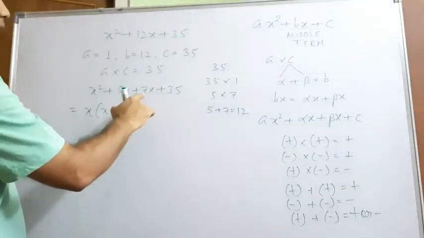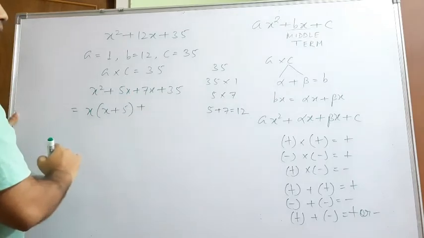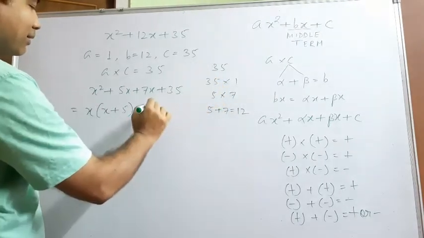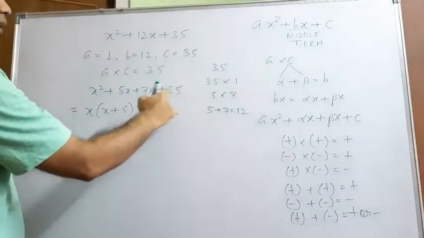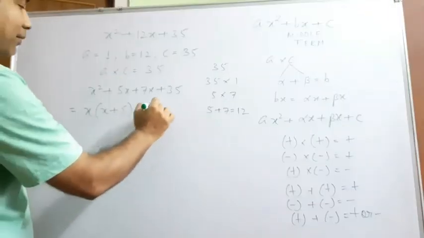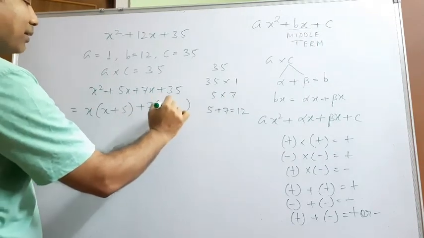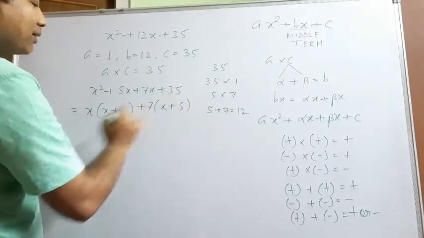Now, see the numerical 7 and 35. What is common in 7 and 35? As 35 is 5 into 7, 7 is common. The variable is not common because it is the constant term. 7 into x is 7x, plus 7 into 5 is 35.